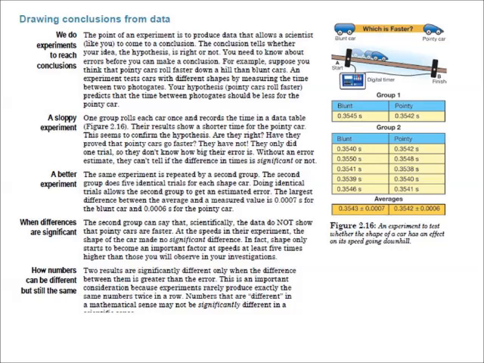The results show a shorter time for the pointy car. This seems to confirm the hypothesis. Are they right? Have they proved the pointy car goes faster? They have not. They only did one trial, so they don't know how big their error is.